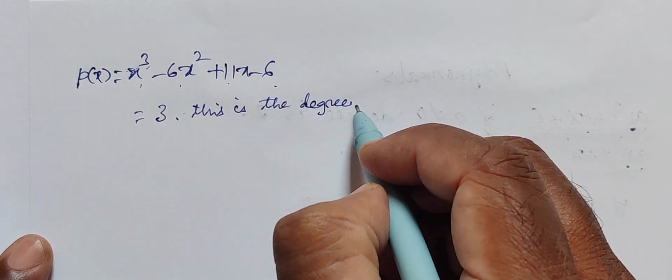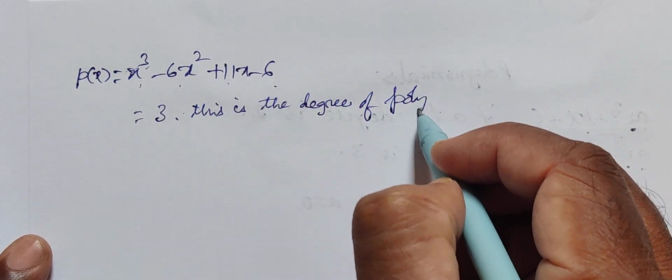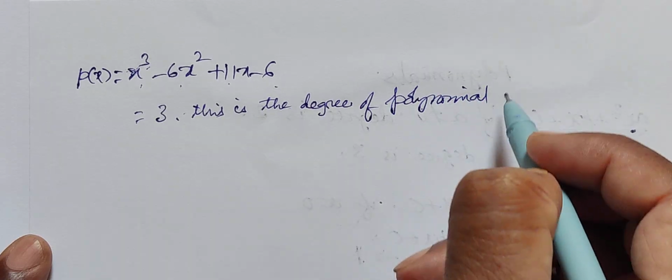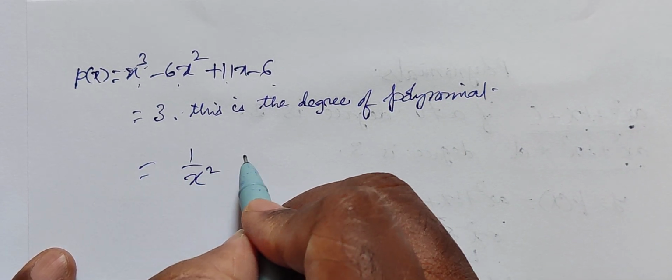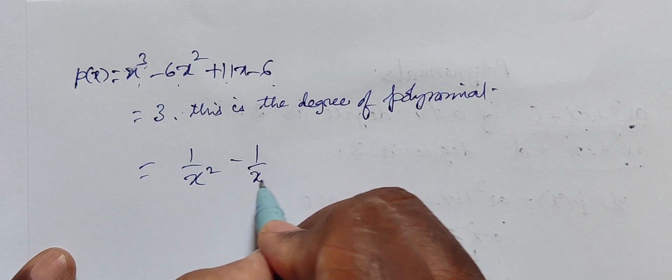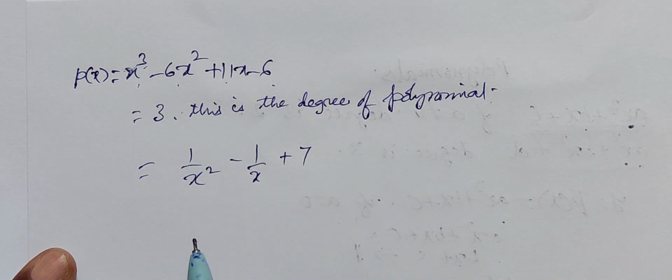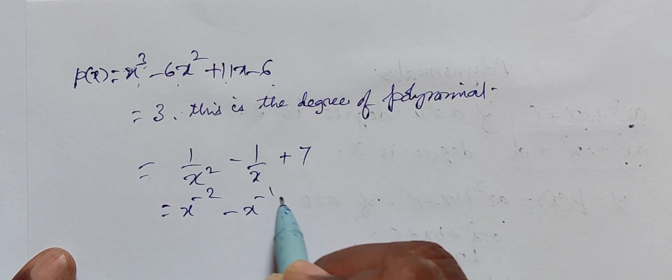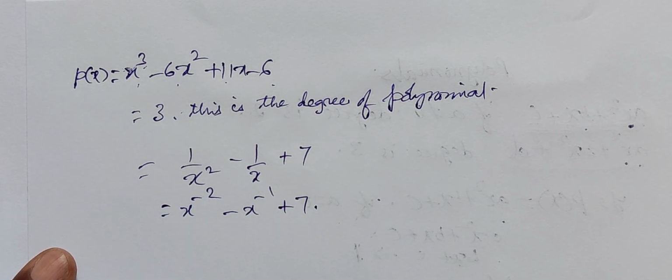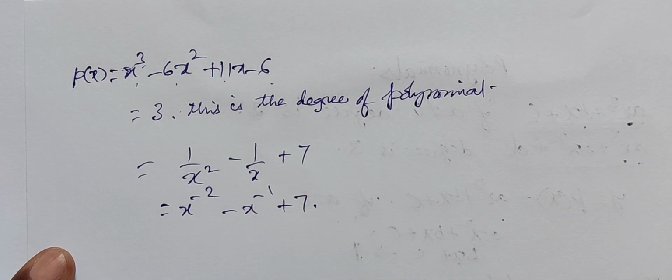Can my polynomial have negative powers, like x power minus 2, or 1 by x square minus 1 by x plus 7? I can rewrite this in general as x power minus 2 minus x power minus 1 plus 7. Can this be called a polynomial? Never. You cannot have a polynomial with negative powers. Negative powers are never allowed.